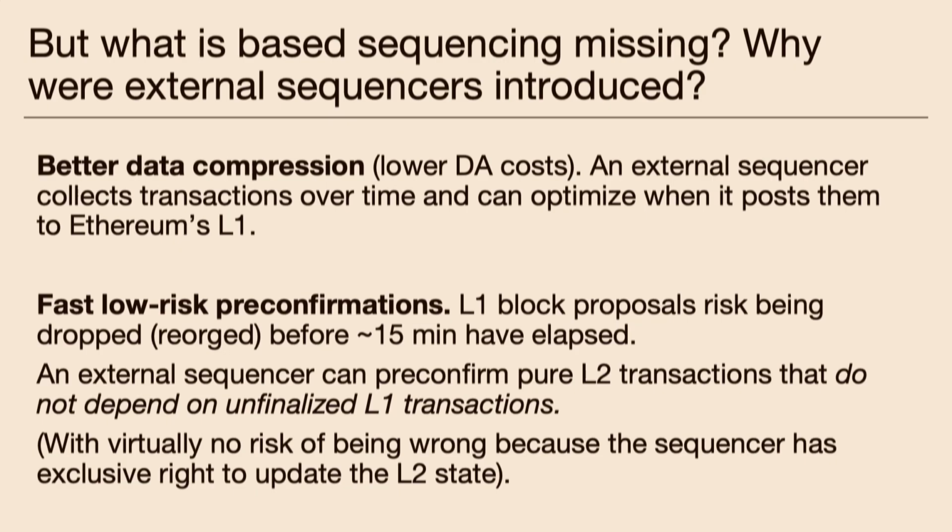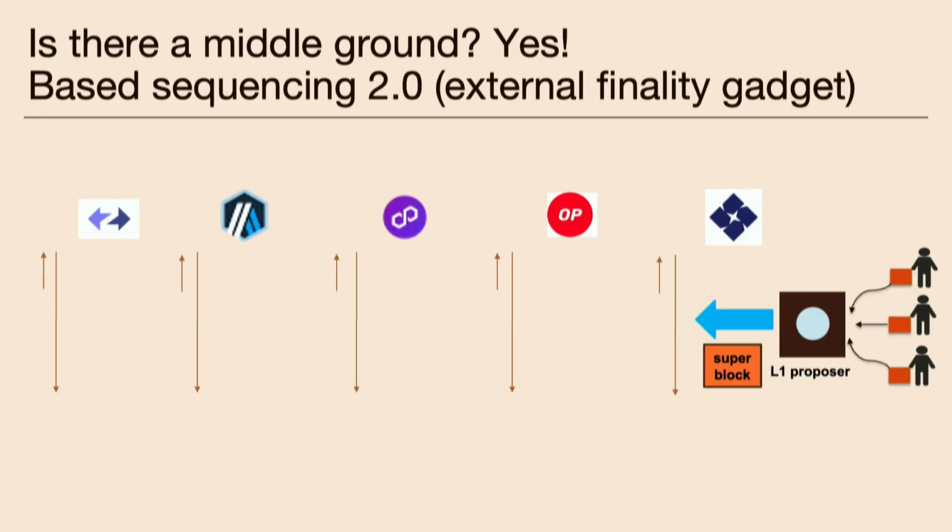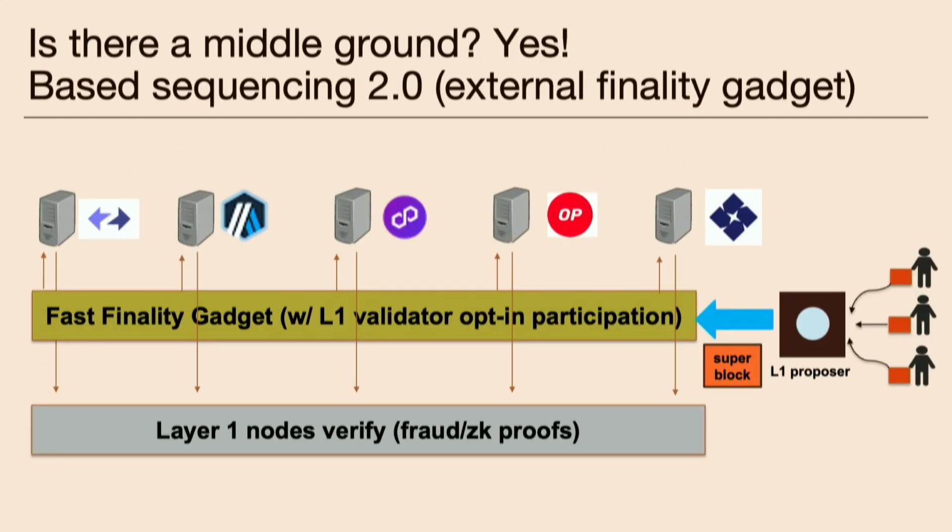An external sequencer can preconfirm pure L2 transactions that do not depend on any unfinalized L1 transactions with virtually no risk at all of being wrong, because they have complete autonomy over what they're going to do with the rollup contract. Right? They have an exclusive right to update the L2 state. So better data compression and fast, low-risk preconfirmations were the real reason why external sequencers were introduced in the first place. The original Arbitrum paper actually had no external sequencer. These were introduced later. Now, is there a middle ground?